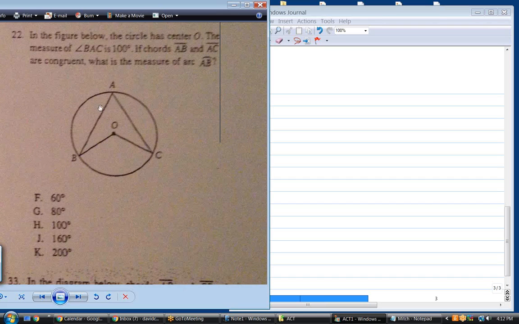Okay, let's do this one. That angle is 100 degrees. That's angle BAC. What's the measurement of this arc BC? Isn't it 200? Correct. So if this is an isosceles figure, in other words, AB equals AC, which they tell us it is, then what's the measurement of AB?